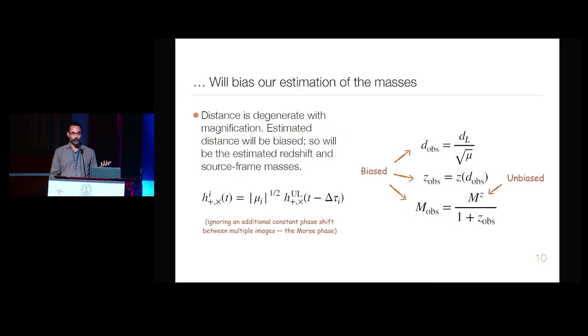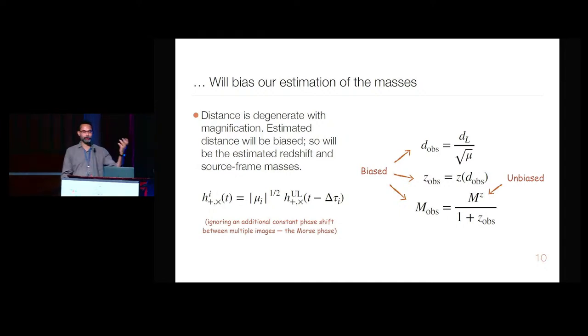Now, we would not know whether a signal is lensed or not. This means that we don't know its magnification. So we will, as a result, incorrectly think that this is a closer source because it's amplified. So we'll have a biased estimate of the luminosity distance to the source, which will also affect our estimate of the true mass, true source frame mass of these black holes in the binaries.